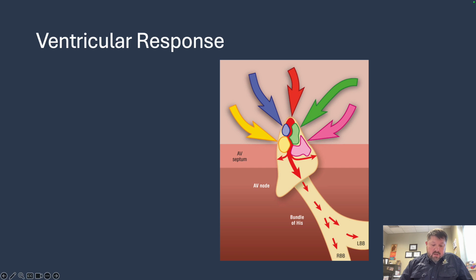The average ventricular response in the untreated patient is between 100 and 160 beats per minute. Uncontrolled or decompensated atrial fibrillation exists when the ventricular rate is at or above 100. We also call this atrial fibrillation with a rapid ventricular response. Controlled atrial fibrillation exists when the ventricular rate is less than 100 beats per minute.